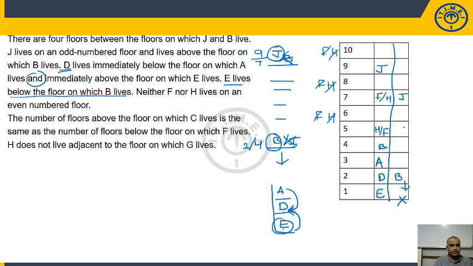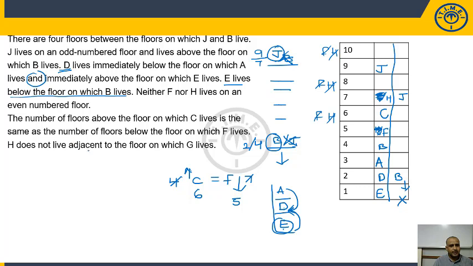Next, the number of floors above the floor on which C lives is the same as the number of floors below the floor on which F lives. Above C is same as below F. F will be either 5th or 7th. If F is 7th, it is 4th from the top, so C should be 4th from the bottom, on the 4th floor. But B is already on the 4th floor. So F cannot be on the 7th floor. So F must be on the 5th floor. When F is on the 5th floor, C should be 5th from the top, so C will be on the 6th floor.